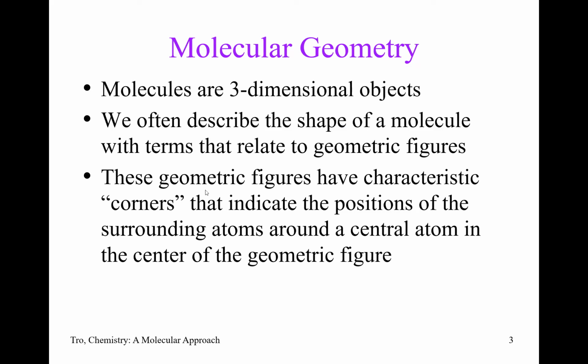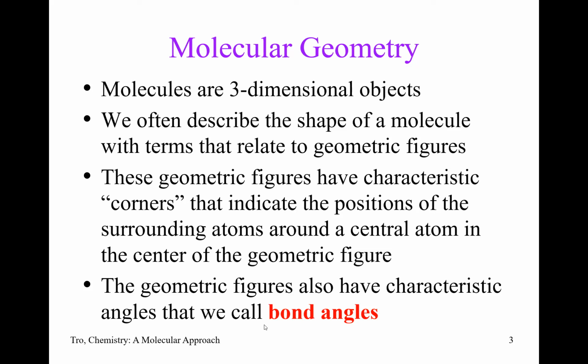Right. The different geometries around the central atom have specific names, and they come from the corner, which sounds a little funny, but it'll make sense once we see some pictures. Again, the positions of the surrounding atoms depend on the corner of that geometric structure. All right, so if you have more than one bond, then there's going to be a bond angle.